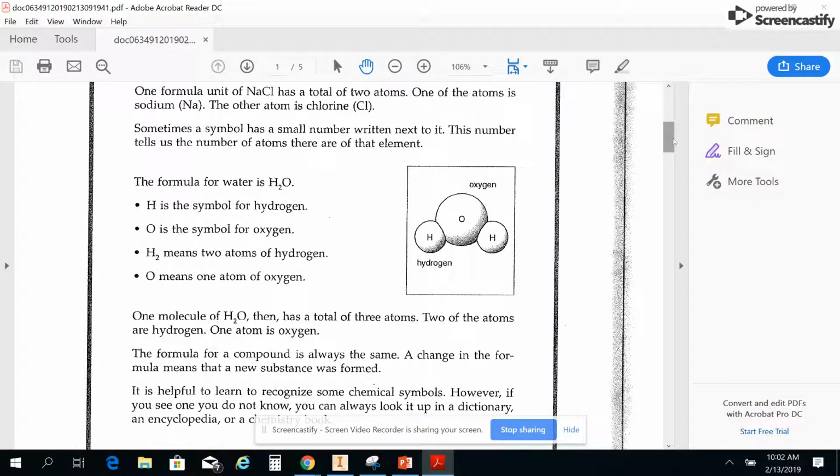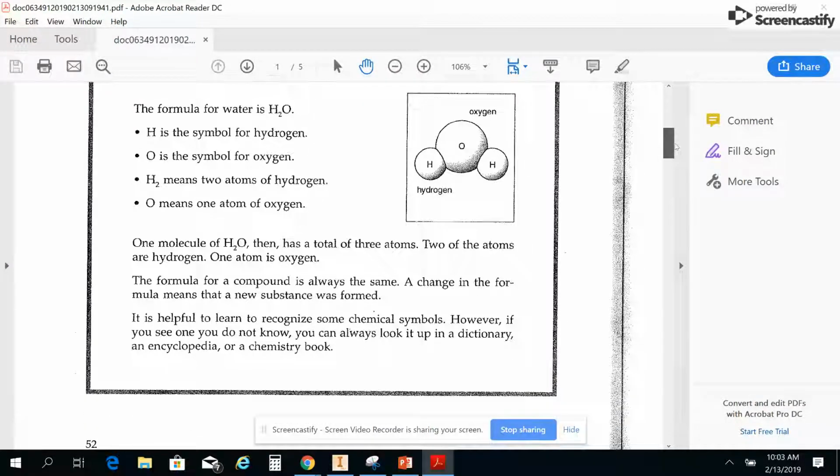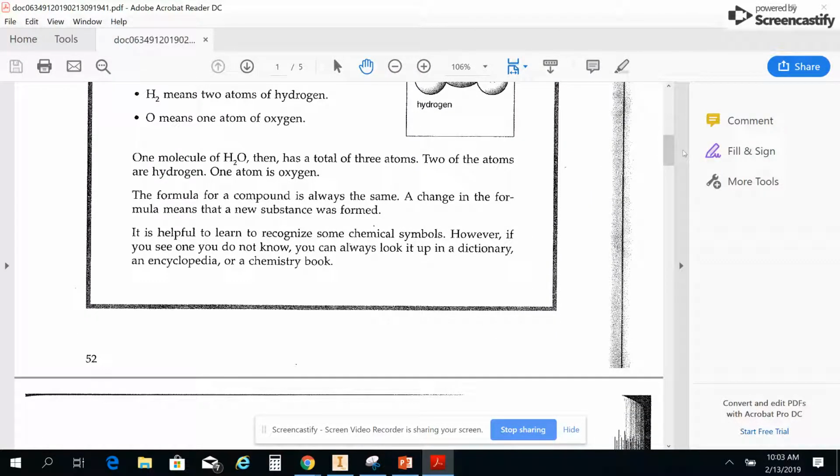Sometimes the symbol has a small number written next to it. This number tells us the number of atoms there are of that element. The formula for water is H2O. H is the symbol for hydrogen. O is the symbol for oxygen. H2 means 2 atoms of hydrogen. O means 1 atom of oxygen. One molecule of H2O then has a total of 3 atoms. 2 of the atoms are hydrogen, 1 atom is oxygen.